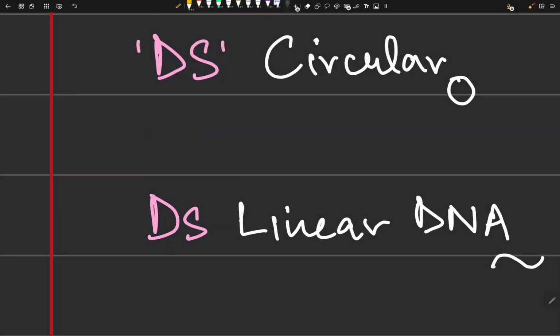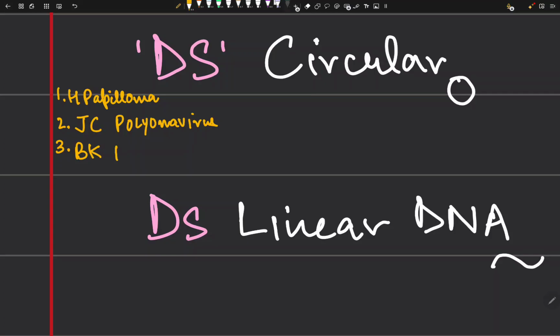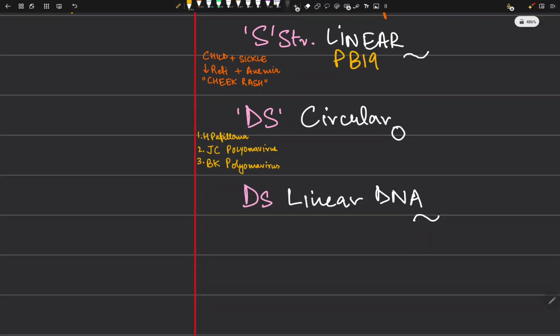First name that comes to me is human papilloma virus. Second name is JC polyomavirus. And the third name right now is BK polyomavirus. So we have three viruses: human papilloma, JC, and BK.